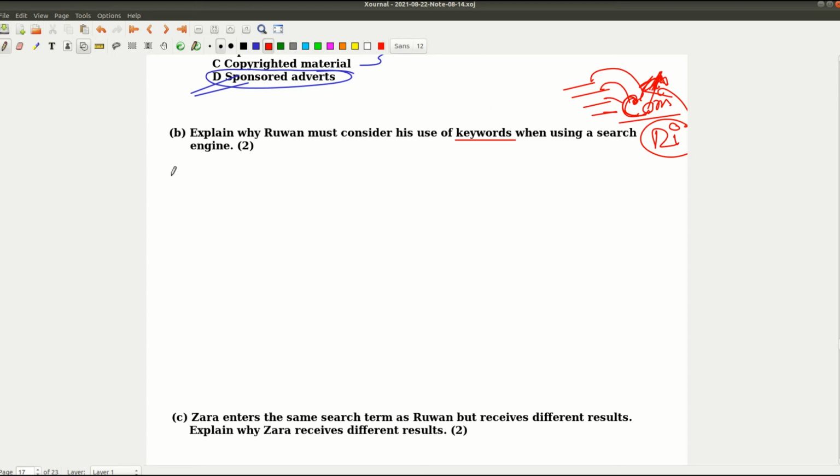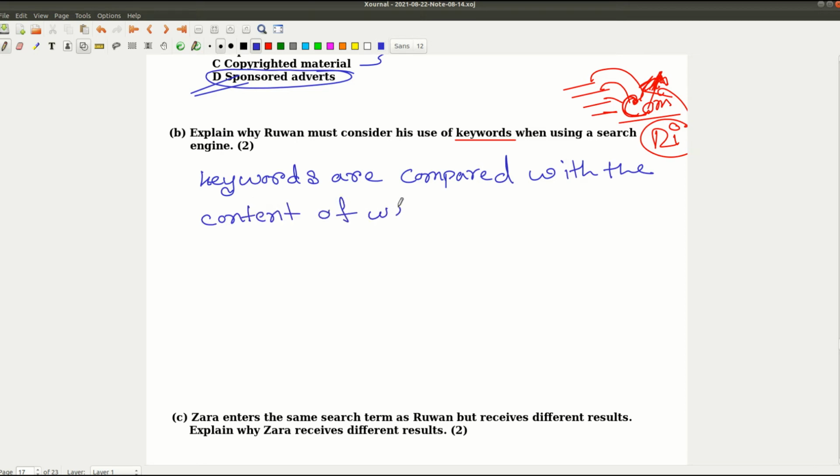Okay, so keywords are compared with the content of web pages, which provide more relevant results.